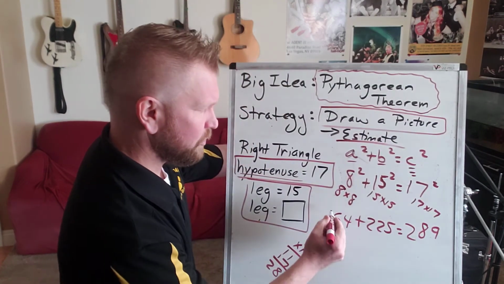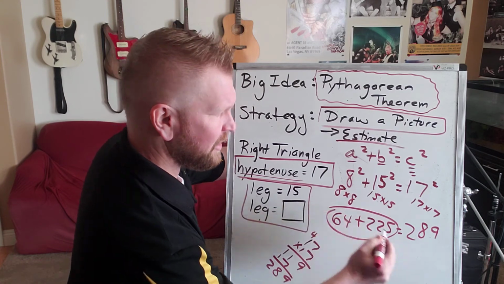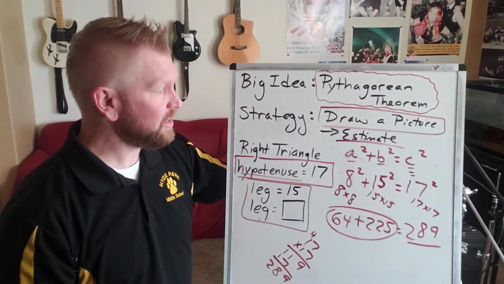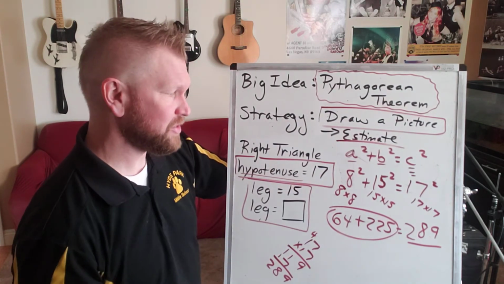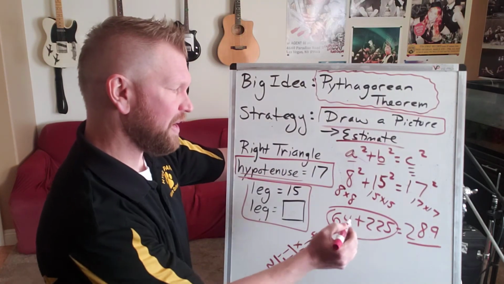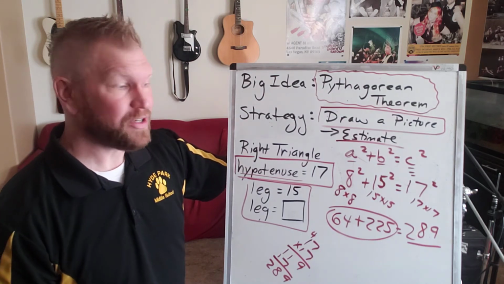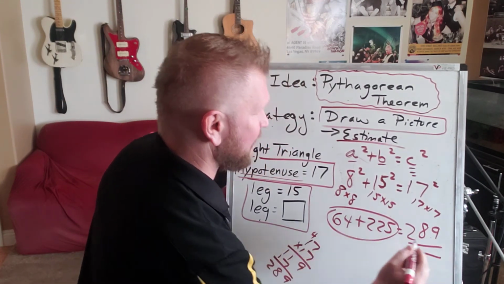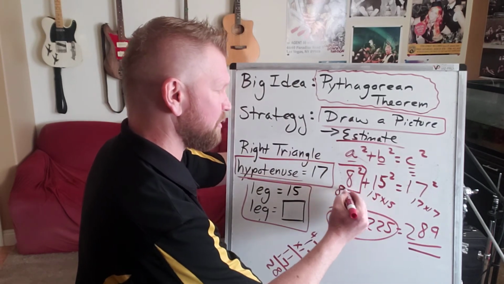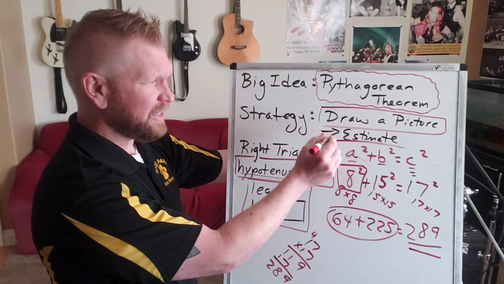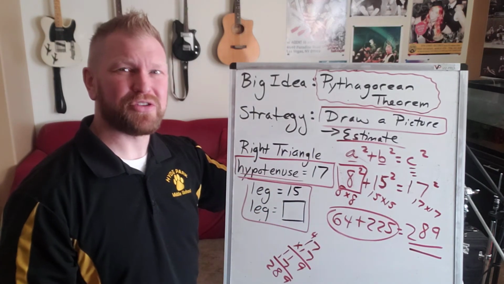So is it true that when you add these two together, it equals 289? If it is true, then 8 was the right number to choose. If not, we'll have to adjust this and choose something else. So go ahead and add 225 plus 64, see what you get. And sure enough, it is 289, which means that this number was the right number to pick, which means that based on our picture and based on estimating, you could pick the right answer anyway.